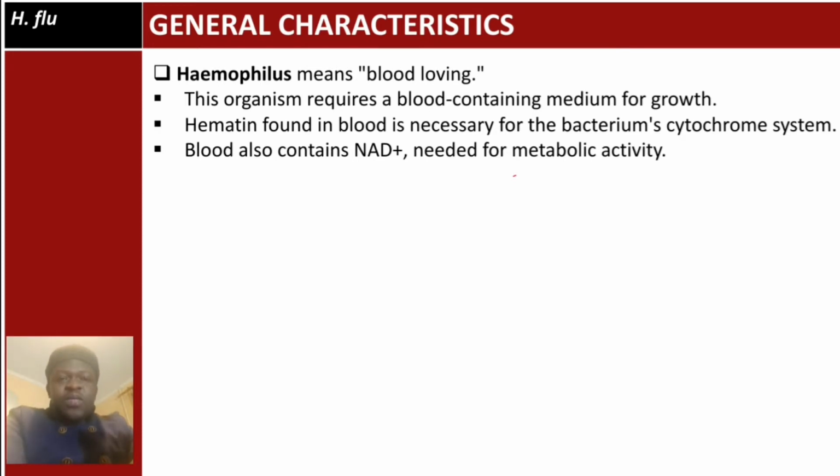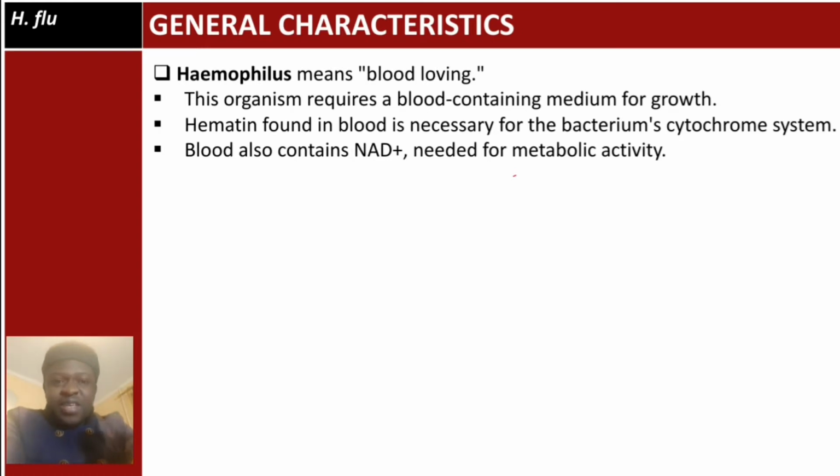The first thing they need is hematin. Hematin found in blood is necessary for the bacterium's cytochrome system. Blood also contains NAD positive, right? This NAD positive is needed for metabolic activity. So that's all about the Haemophilus part.